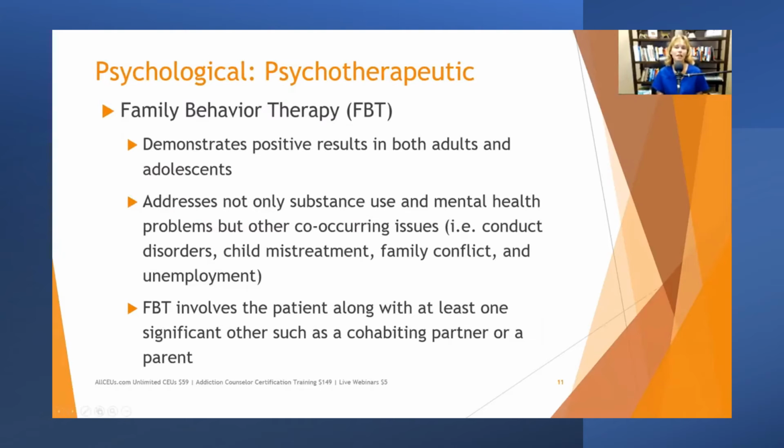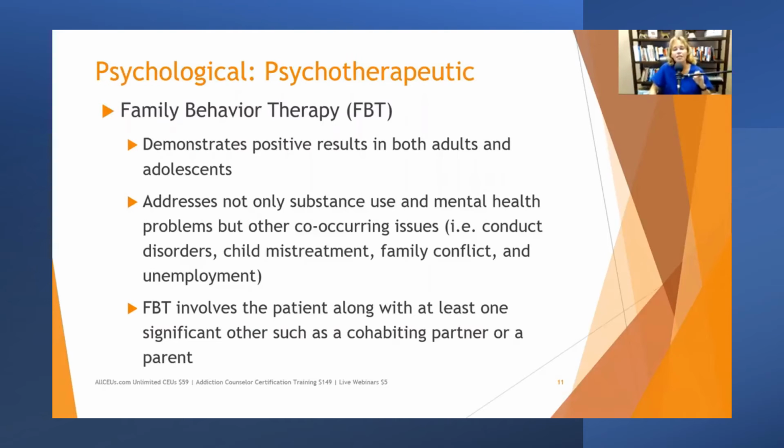Family behavior therapy has demonstrated positive results in both adults and adolescents. So SCORE, this one works with both age groups. It addresses not only substance use and mental health problems, but also other co-occurring issues such as conduct disorder, child mistreatment, family conflict, unemployment, chronic pain.